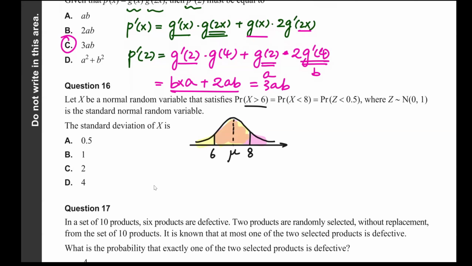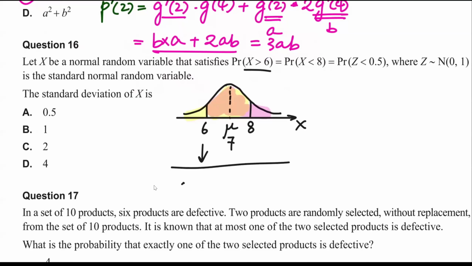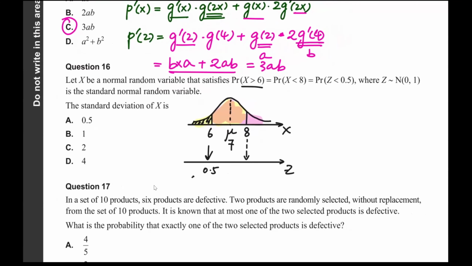So they must be symmetrical. And if you assign them in the middle, this is your mean value: 6, 7, 8. It's equidistant, 1 unit each side of the mean. And then this is X, 6. You can align that to this bit, 0.5. Actually no, I have to make sure that if it's a Z, you should have a 0 here. This is actually a minus 0.5. This is 0.5.